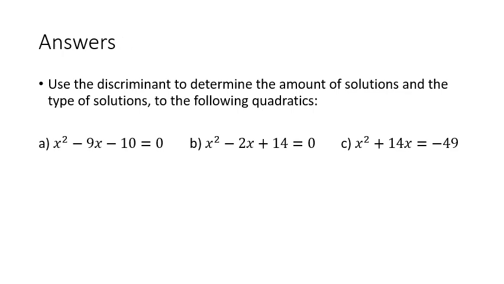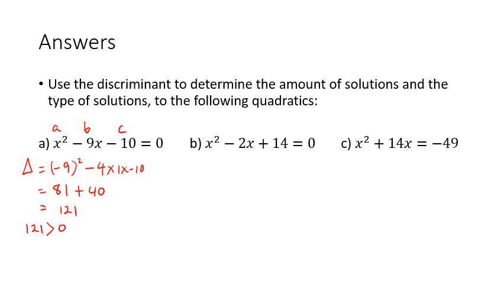Okay, so let's see how you went. In our first example, we've got our a, our b, and our c here. So remember our discriminant is going to be -9 all squared. Take 4 lots of 1, lots of -10, which is 81 plus 40, which is 121. We know that 121 is greater than 0, and 121 is a square number. So in this particular case, we're going to have two rational solutions.